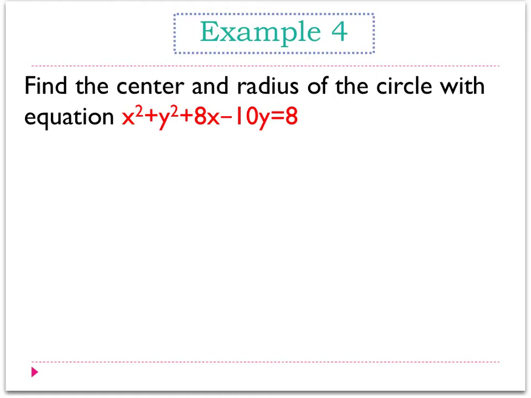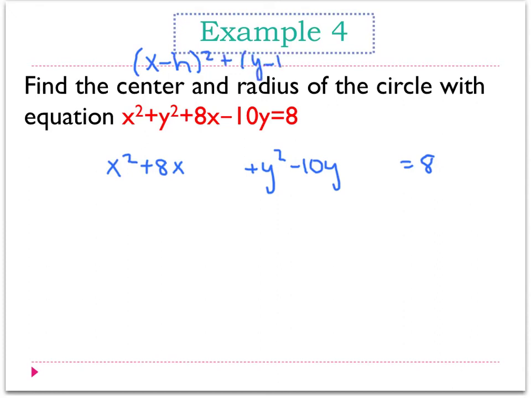So here I'm going to group all of the x's together and group all the y's together. And then I have my lonely 8 over here. Now, if you recall how to complete the square, we are going to have to use that skill in order to write this in standard form. Because remember, standard form is (x minus h) squared plus (y minus k) squared equals r squared. So we want to rewrite it so it looks like that so I can see my center and radius.